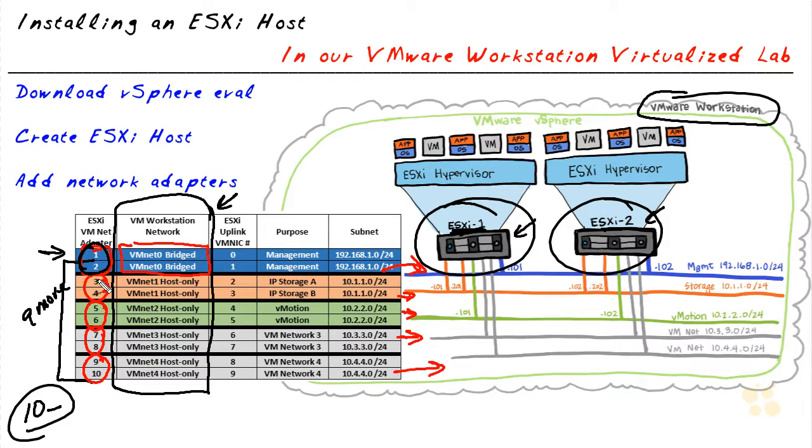So in a physical environment, interface 1 and 2 on ESXi1 would be plugged into, for example, VLAN 10. And interface 3 and 4 would be plugged into VLAN 20. And 5 and 6 into VLAN 30 and so forth. And each of those VLANs have their own associated IP addressing scheme associated with them.